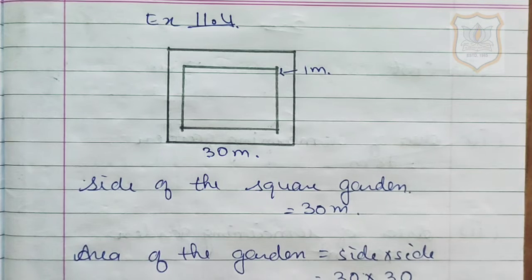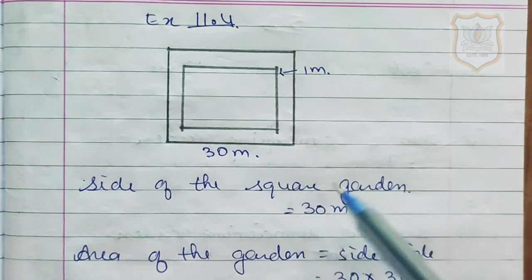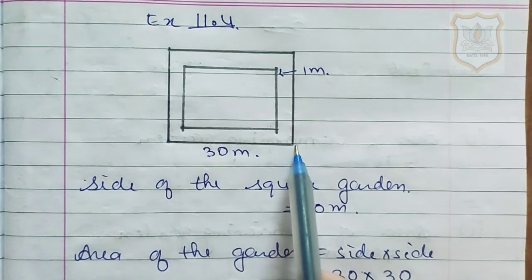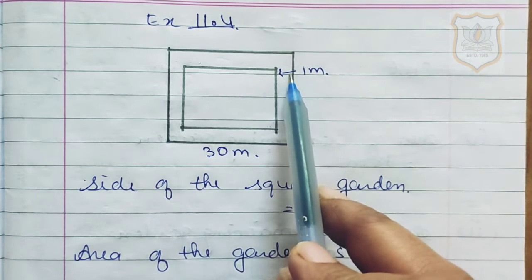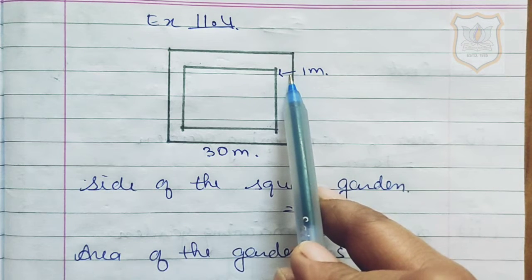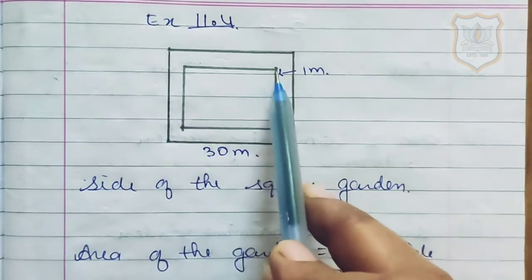Now students, here first understand what is given in the question. Here a square garden with side 30 meter is given and a path of 1 meter is to be built along the border and inside a square garden. This is inside of the square garden.